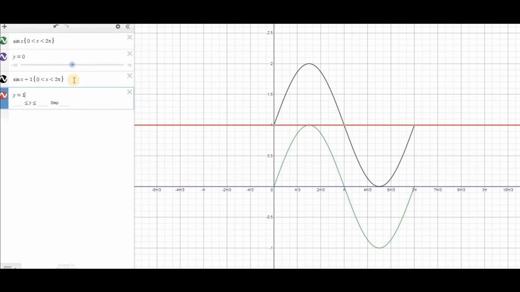The period of these two functions is going to be the same. The amplitude is also the same. The only things changing are the minimum, maximum, equation of the axis, and the range of the function.